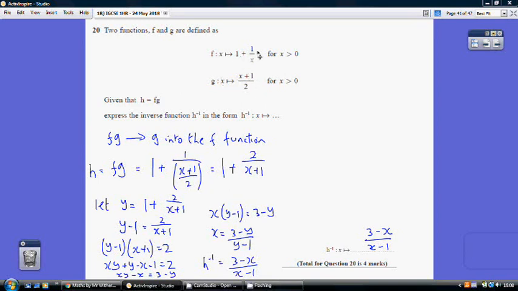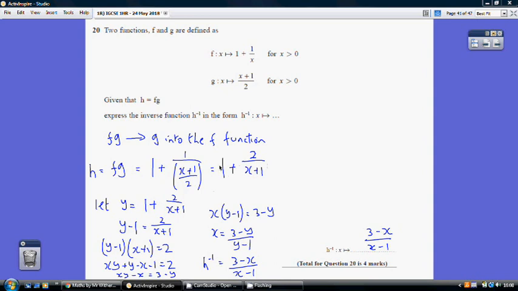So 1 plus 1 over, but not x, 1 over x plus 1 over 2, which is what I've got here. So what is 1 over a fraction? Well, it's just the denominator fraction inverted. So this is going to become 1 plus 2 over x plus 1. So that is what h equals.